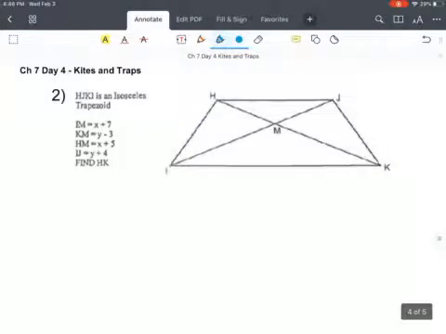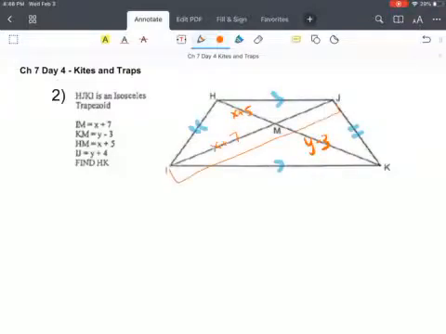In this isosceles trapezoid, with parallel sides and congruent sides, IM is x plus 7. Make sure we label everything. KM is y minus 3. HM is x plus 5. And up top, IJ, the whole thing, is y plus 4.